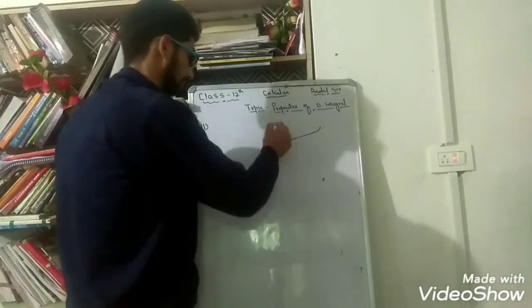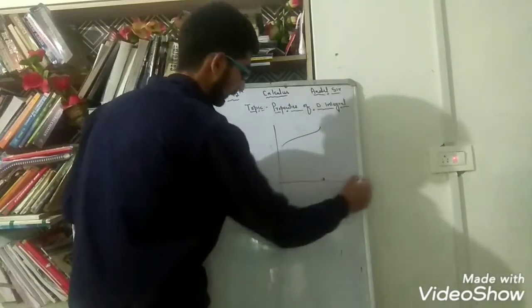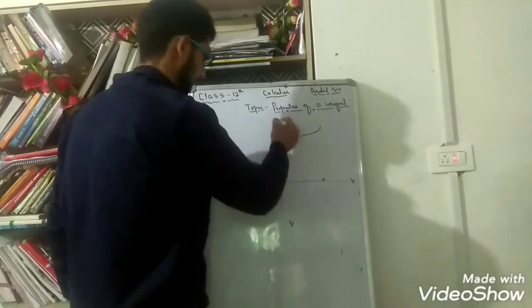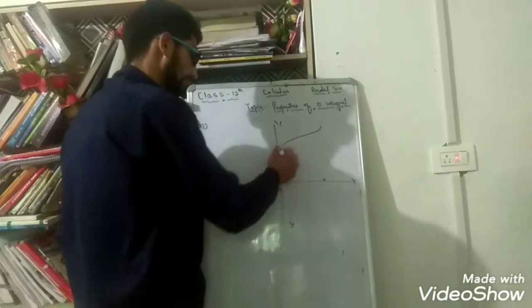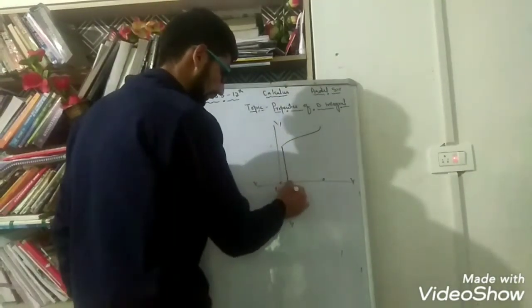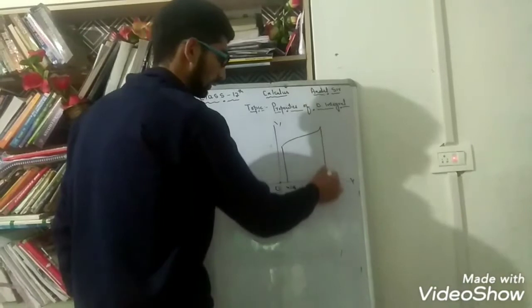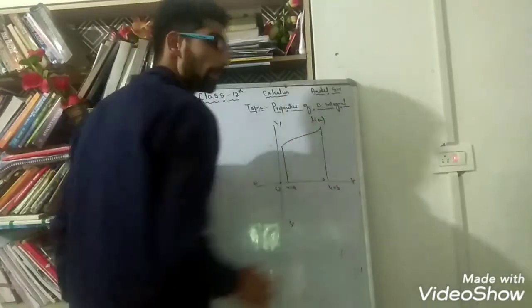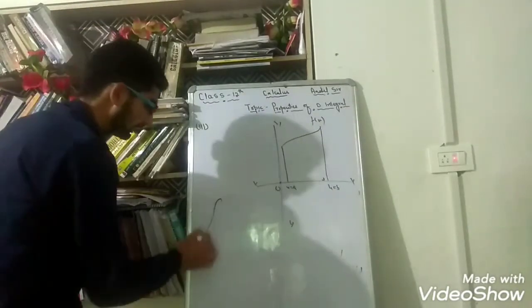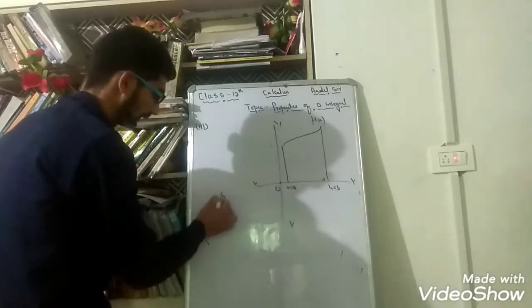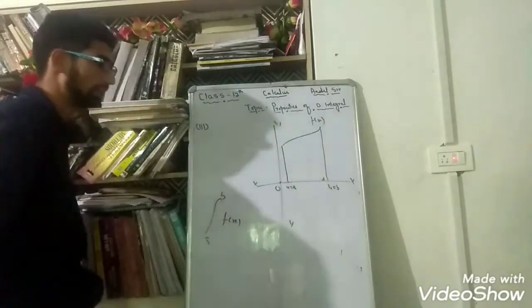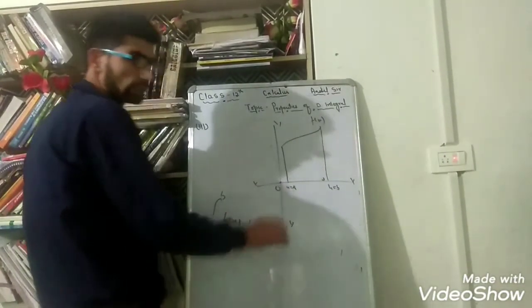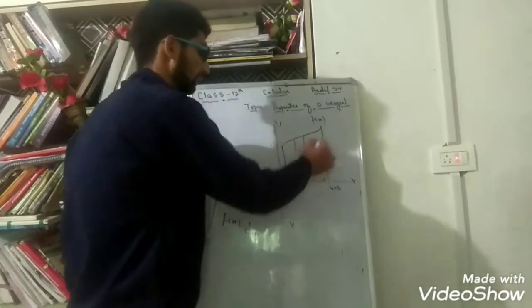If we have this function, this is the x-axis and this is our y-axis, this is our origin, and if I take this as x equal to a, this one as x equal to b, and this one f of x. We know that the integral from a to b of f of x dx is actually the area in this region.